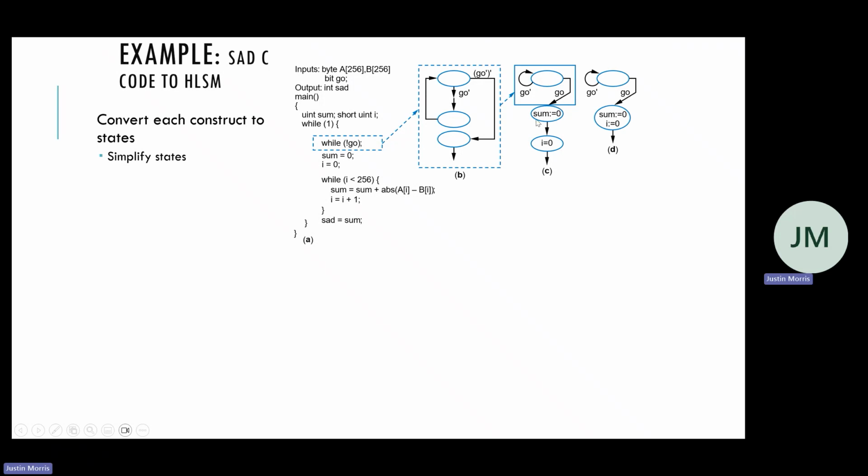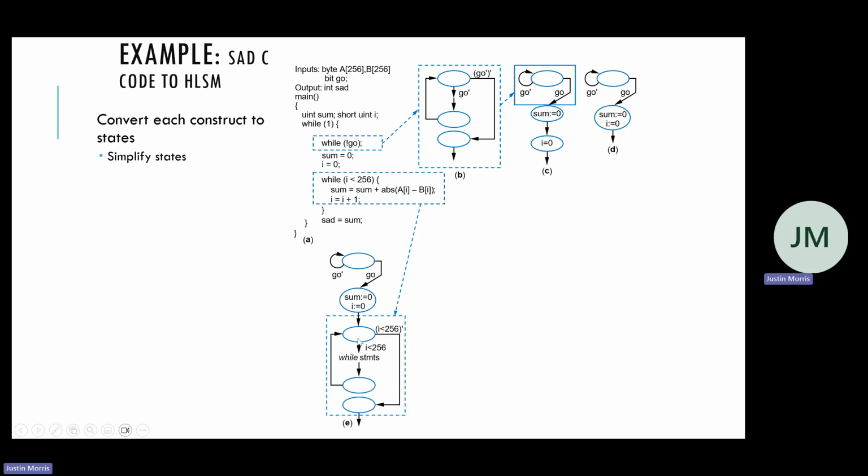Okay. And then here, I have one state for each of these assignments because that's what the template says to do. But really, I can just combine them into one single state. Right? I can assign sum to zero and I to zero at the same time. So we converted it directly, but then we simplified it to make it more compact. And then next, we have another while loop, right?